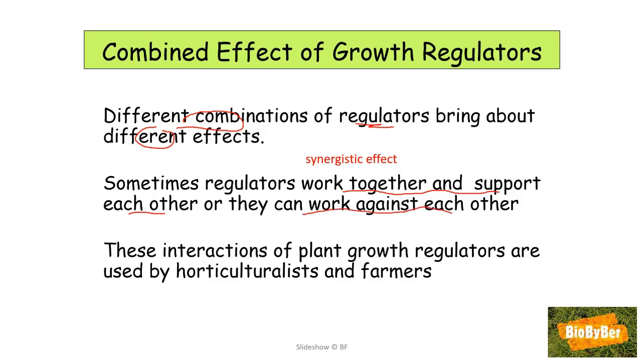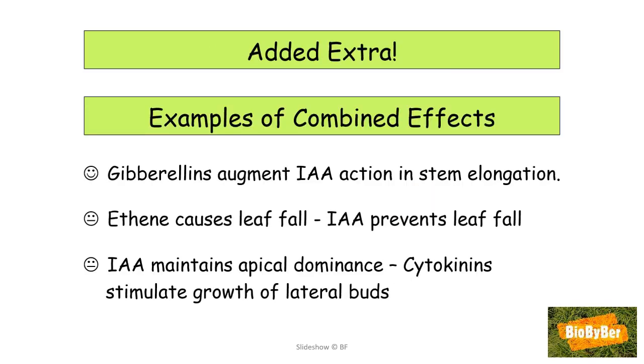Sometimes the growth regulators can work against each other. This is a more antagonistic effect. Now, these interactions, or the combined effect of growth regulators, can be used by horticulturists, gardeners, and farmers to their advantage. Now, as an added extra, here we have some examples of combined effects of growth regulators.